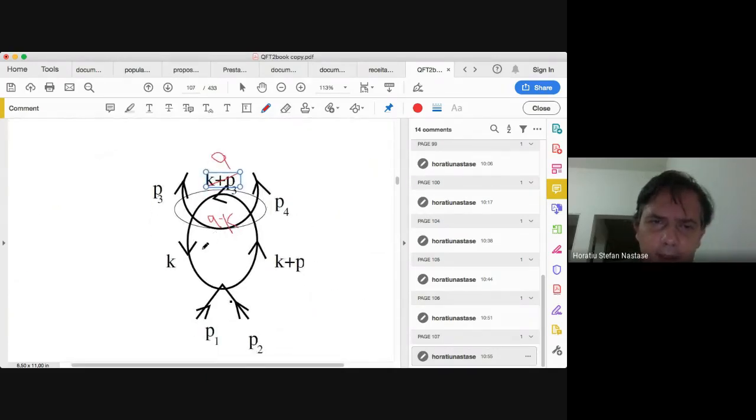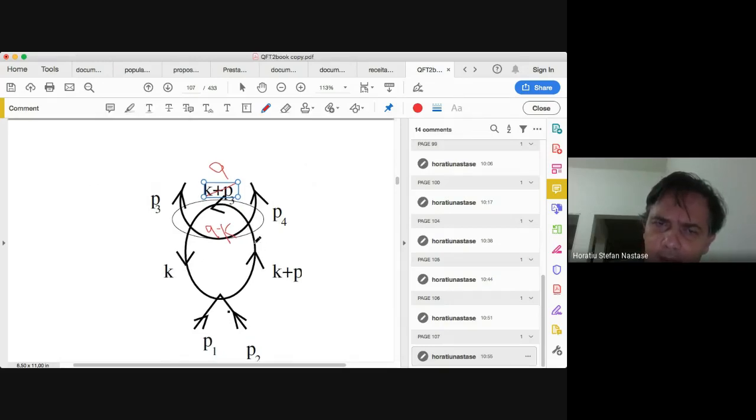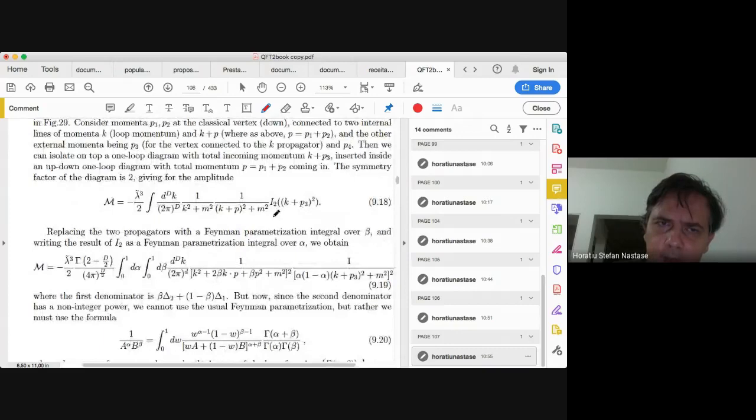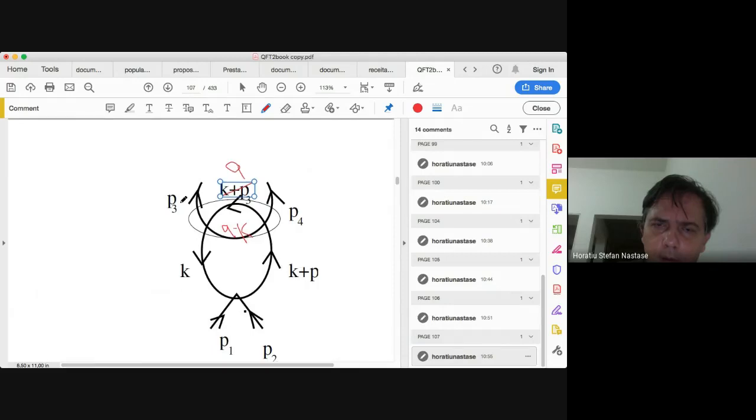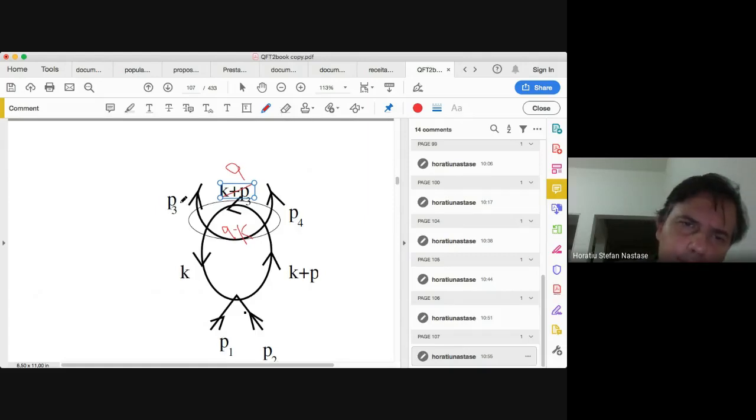All right, so the integral has indeed this propagator, which is 1 over k squared plus m squared. Then this other propagator, which is 1 over k plus p squared plus m squared. It's an integral over k. Yeah, of course. But yeah, I wrote this completely wrong.